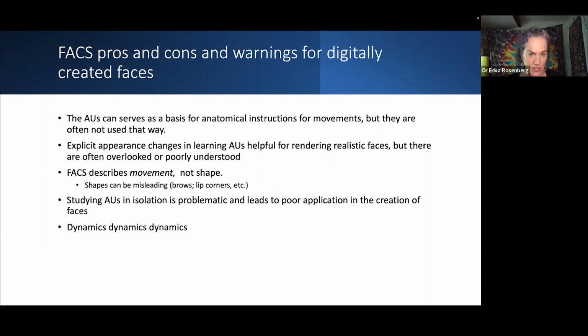Explicit appearance changes in learning FACS are helpful for rendering realistic faces, but some are often overlooked or poorly understood. I'll demonstrate this when we look at some state-of-the-art digital humans shortly, and you'll see that some aspects of AUs are captured, but not all. And the ones that aren't might be responsible for why we still can get stuck in that uncanny valley. Just to emphasize again, FACS describes movement, not shape. Shapes can be misleading, as can things like furrows.